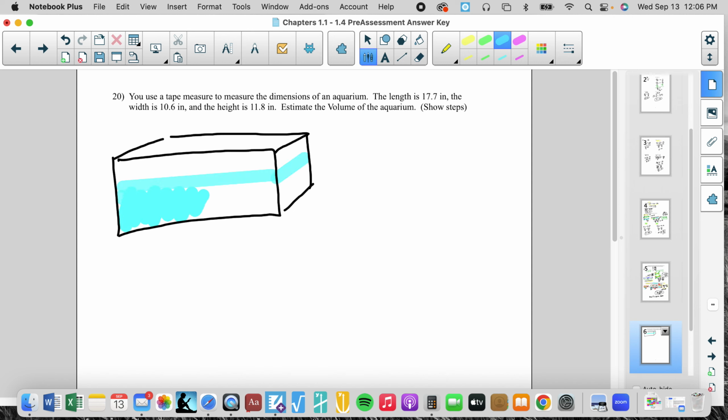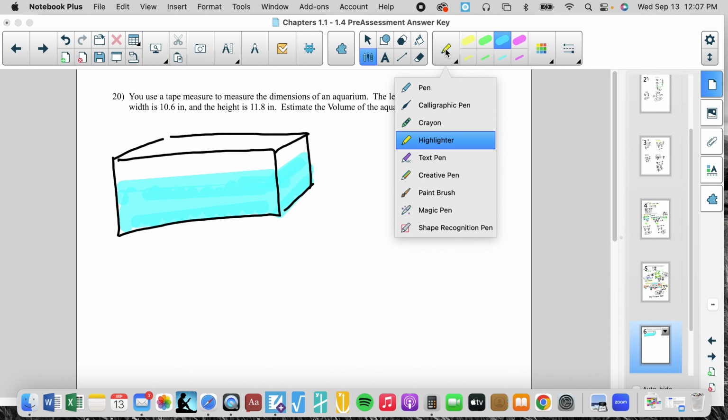So there's my aquarium with water and fishies and everything good to go. Okay, so we've got this aquarium. You use a tape measure to measure the dimensions of an aquarium. The length is 17.7. Let's start putting that in.